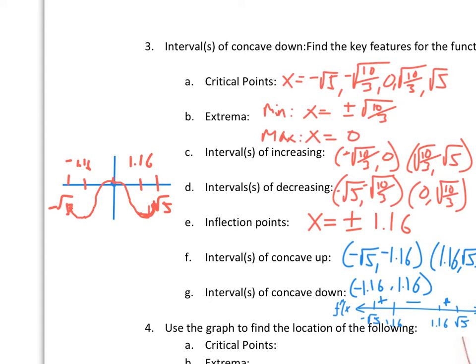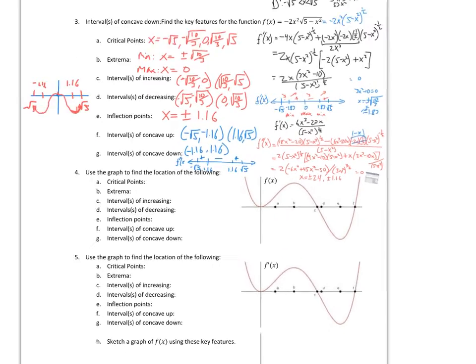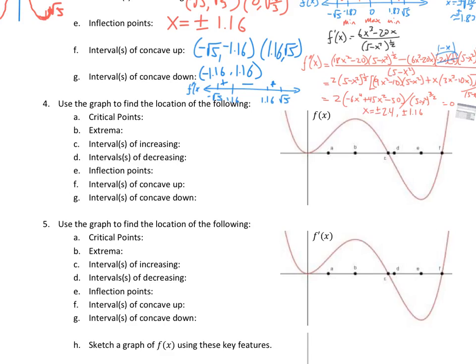Okay, all right. So that's the idea. All right, a lot of work, but you put it all together. First derivative gives us the mins and maxes, increasing and decreasing. Second derivative gives us inflection. All right. Okay.